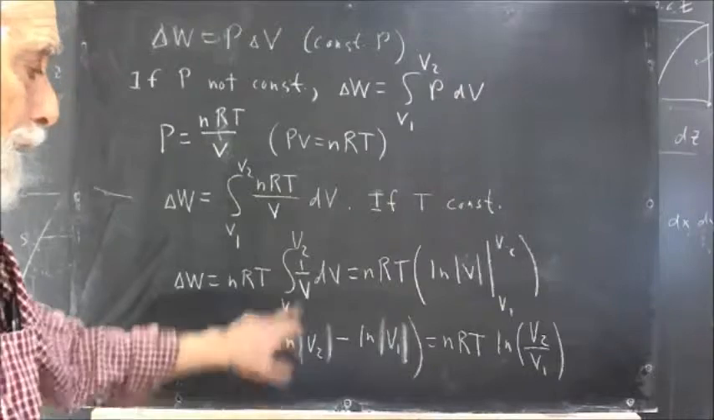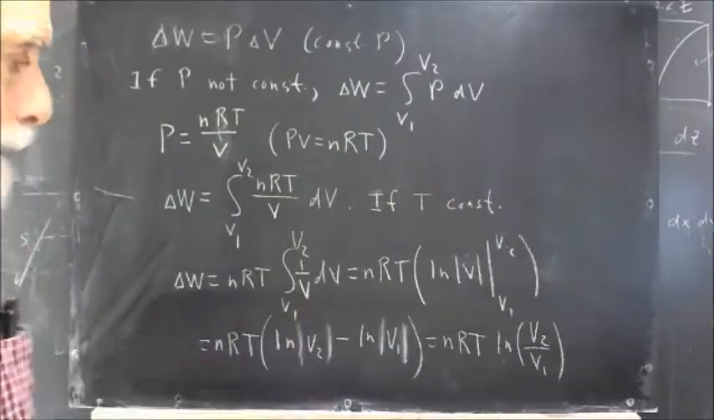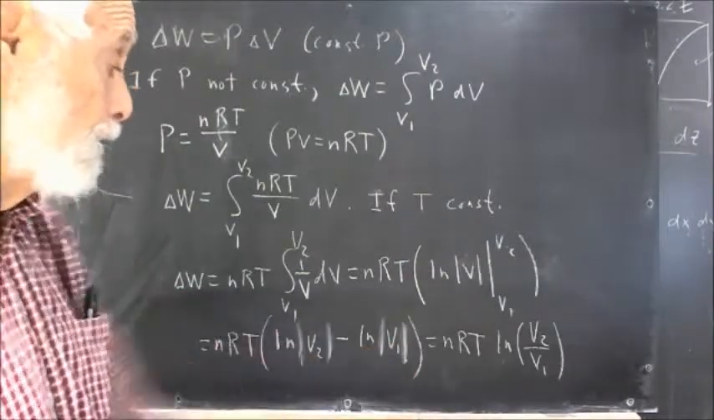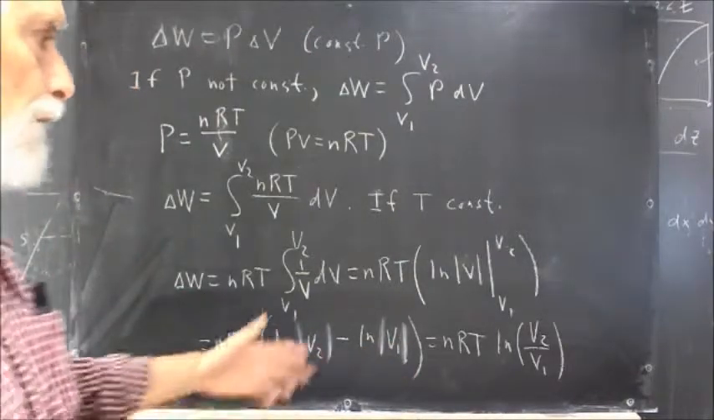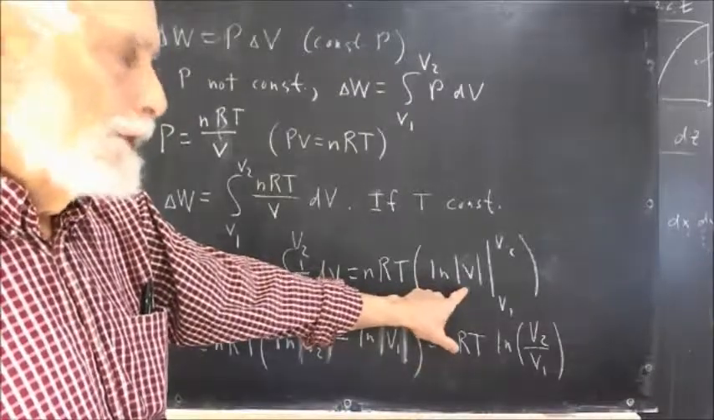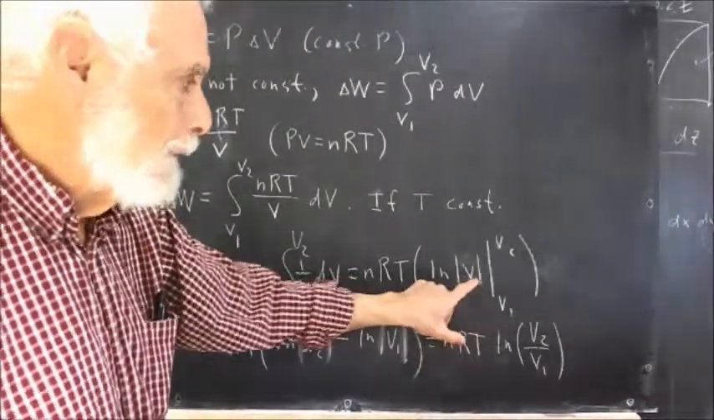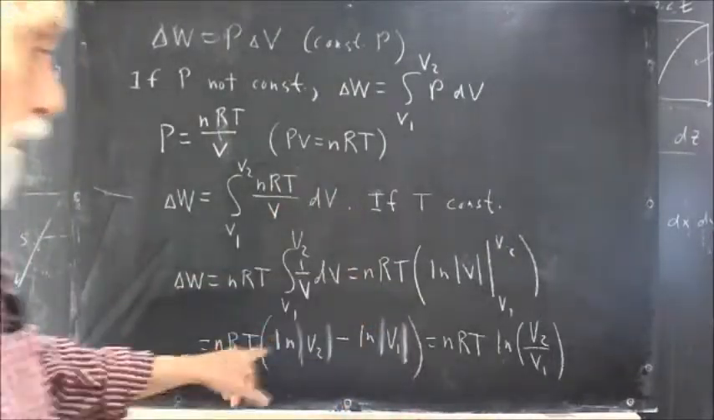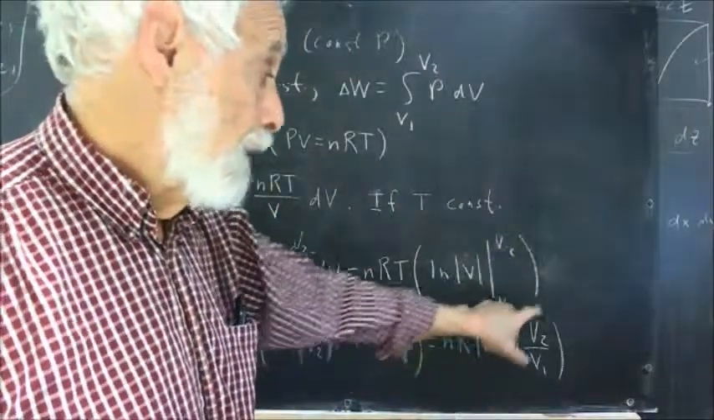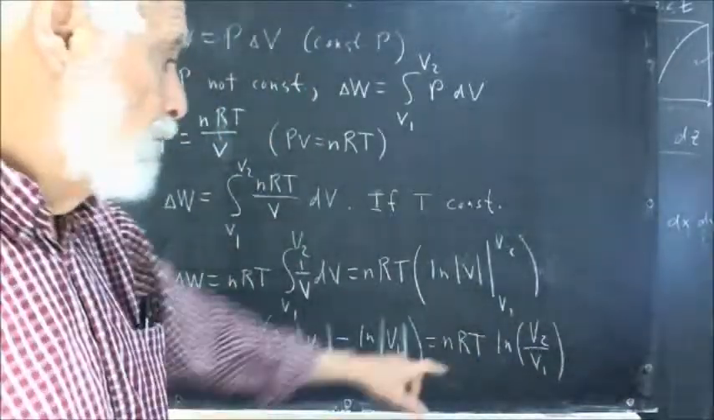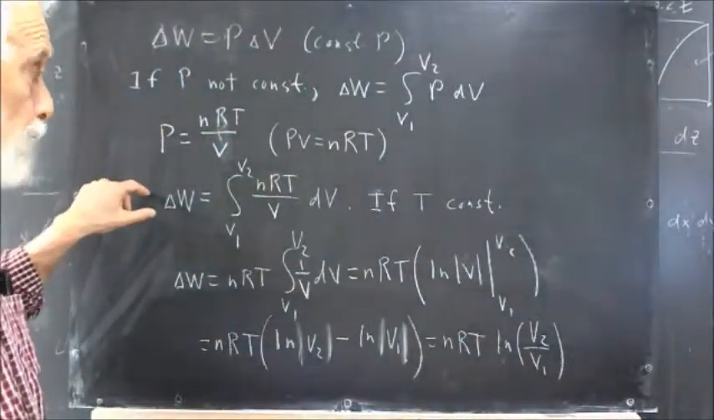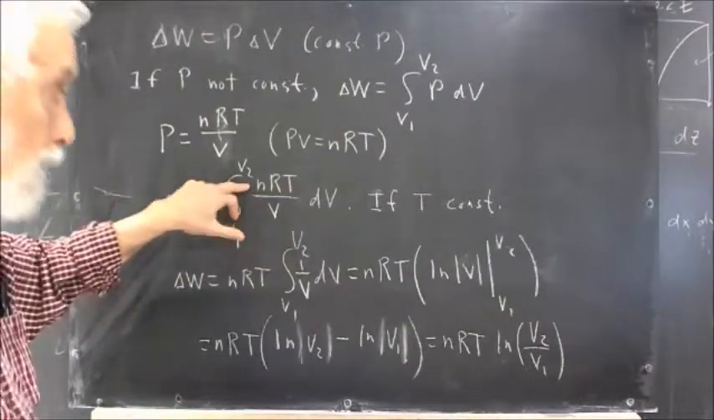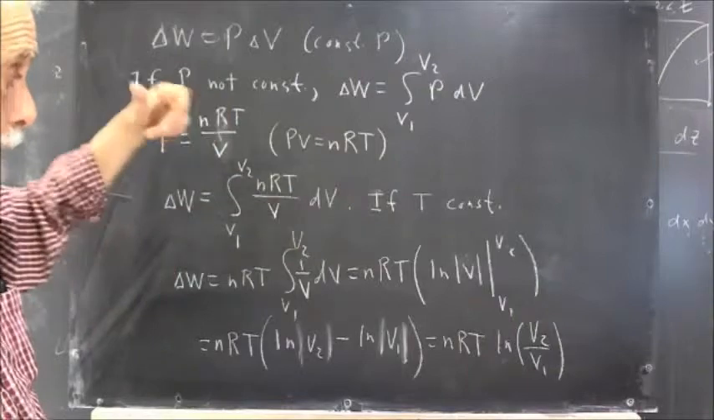Now, I've erased, but not very well, of course, this being a chalkboard, the absolute value signs because we don't need them. Since there's no such thing as a negative volume, the absolute value of the volume is just the volume. So we get the natural log of V2 minus the natural log of V1. The laws of logarithms tell us that that's the natural log of V2 over V1. So this is the expression for the work done when a confined gas is expanded at constant temperature.